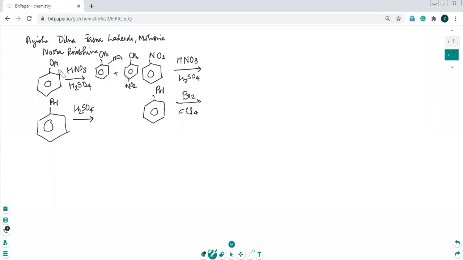So you can see here the nitration of toluene gives you ortho-nitrotoluene and para-nitrotoluene. Okay, so you can say the CH3 group is ortho-para directing.